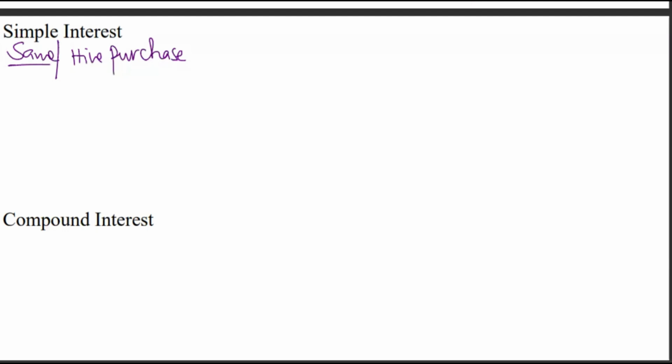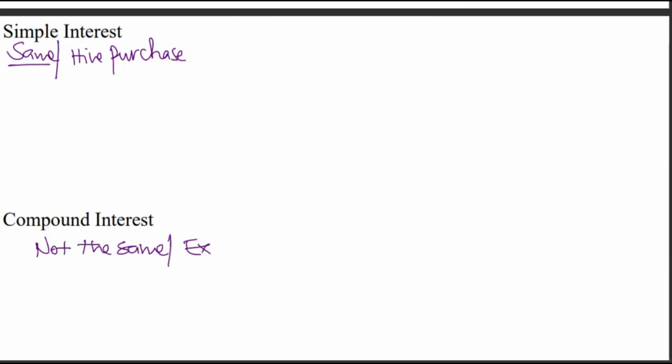Compound, this is accumulated every period. This one is not the same. Compound interest, it's not the same, and it has what we call the exponential. I'll show you how we do it. For example, let me start with simple interest and higher purchase.